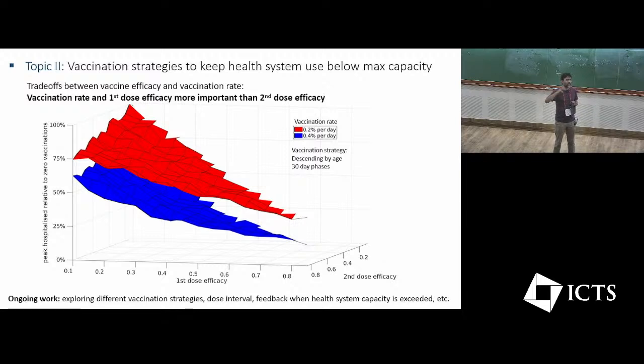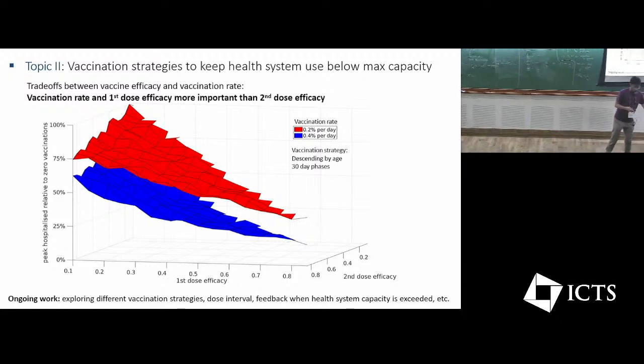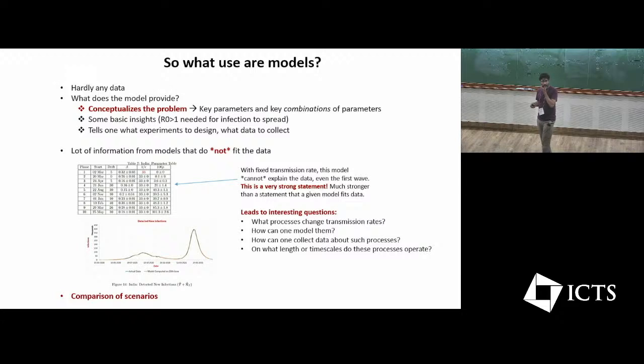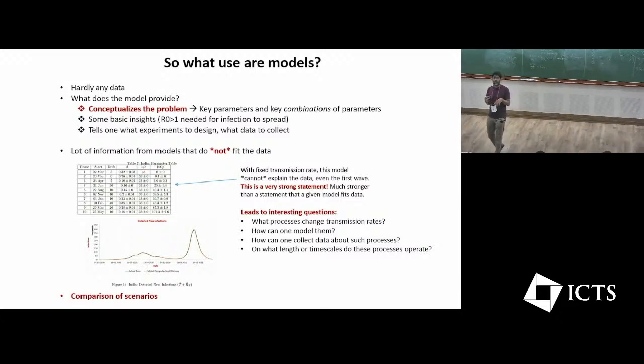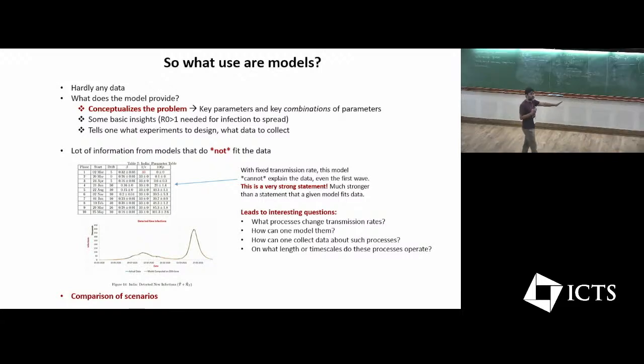The big effects were the rate of vaccination and the first dose efficacy. And it in fact did not even matter very much how you distributed it amongst the population. The point here was to tell you that comparison of scenarios can still be a very effective way of using these kinds of models, whether on the more complicated end or on the more simplified end.